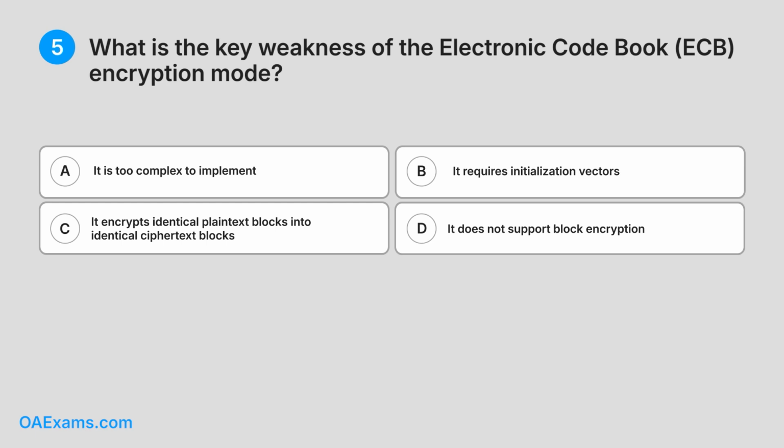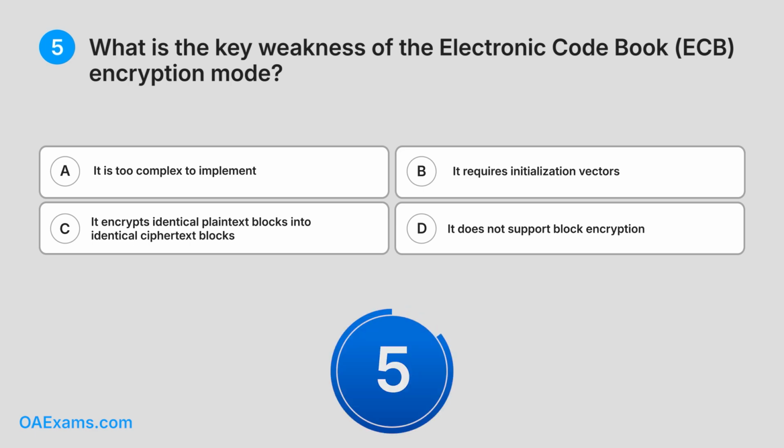5. What is the key weakness of the electronic codebook, ECB encryption mode? A. It is too complex to implement. B. It requires initialization vectors. C. It encrypts identical plaintext blocks into identical ciphertext blocks. D. It does not support block encryption. Do you know the answer?